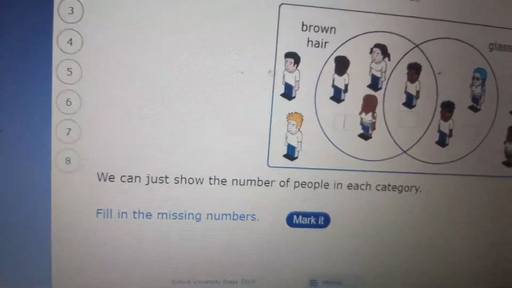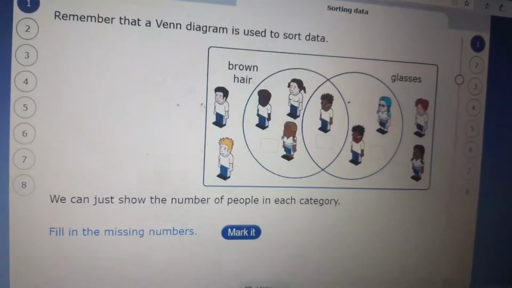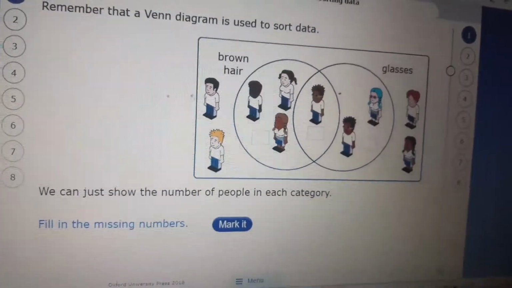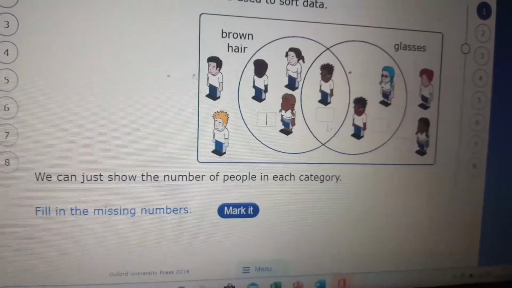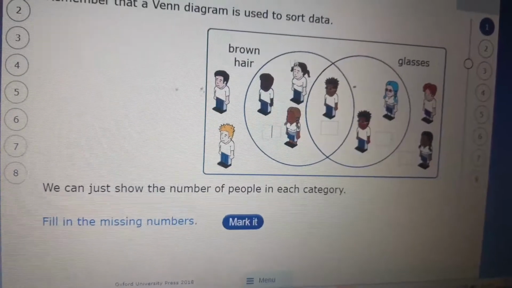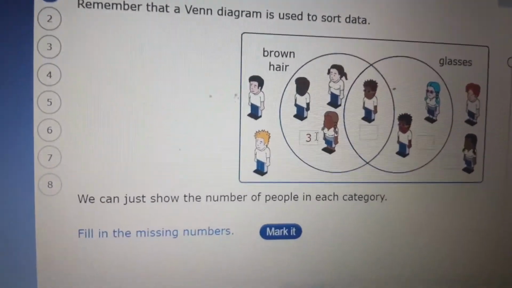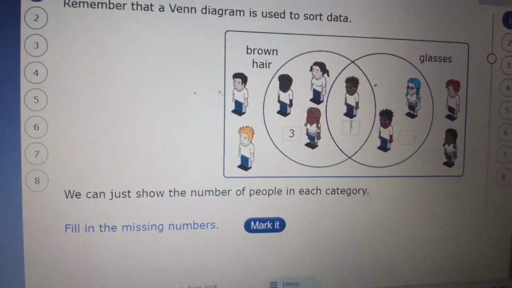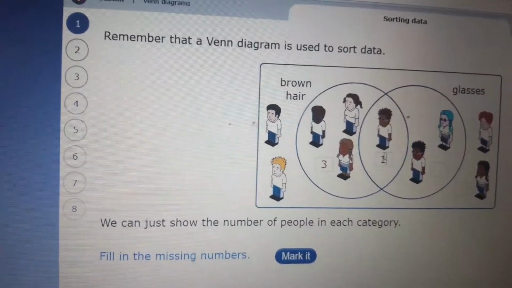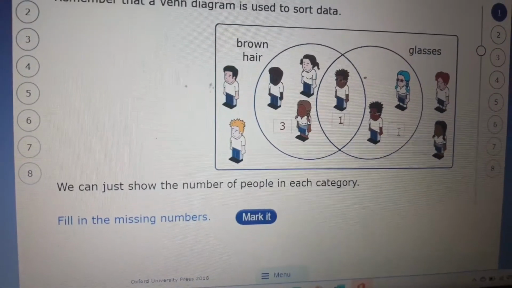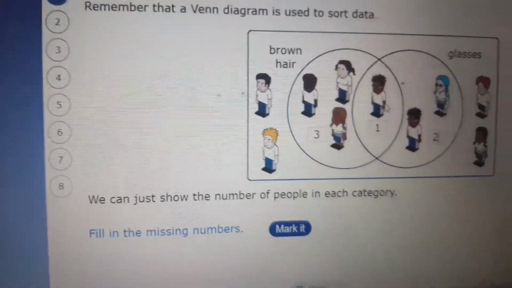So we can just show the number of people in each category because it would be very tiresome to have to draw pictures every time. It wouldn't be a very useful tool, these Venn diagrams. So in this section here, we have 1, 2, 3 people with brown hair and no glasses. In the middle section where we have both things, brown hair and glasses, we only have one person, so number 1. Here, people with glasses and no brown hair, that's 2 people.